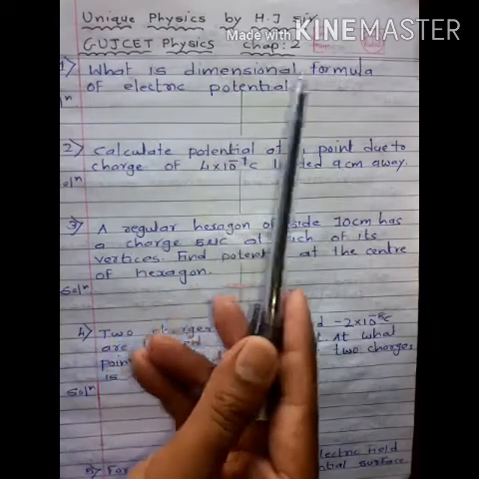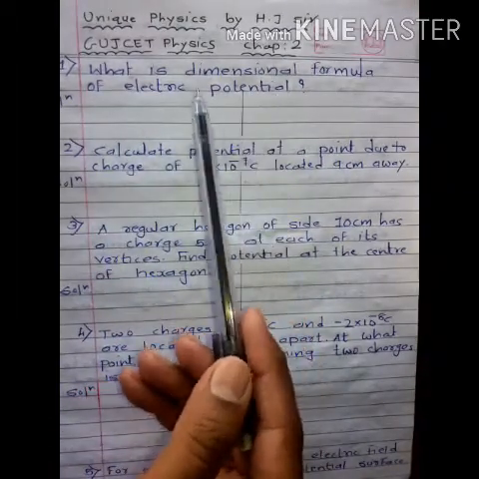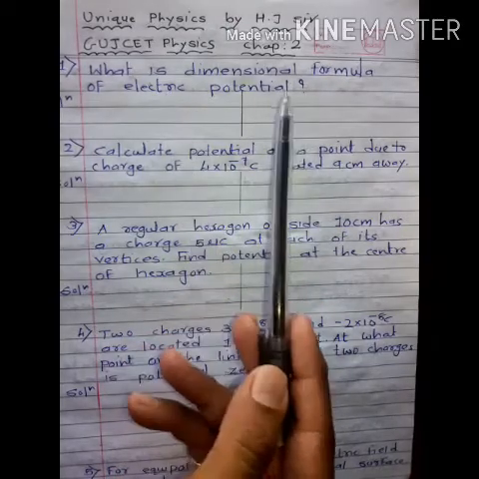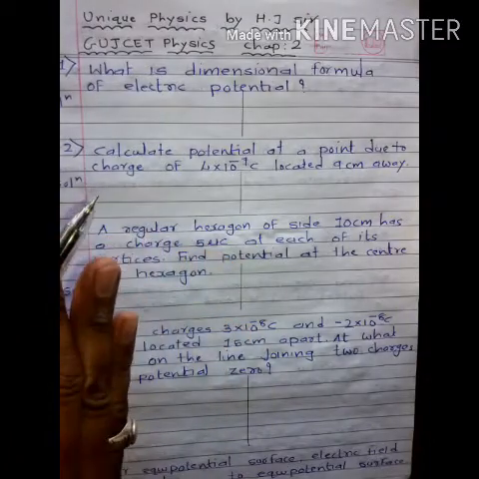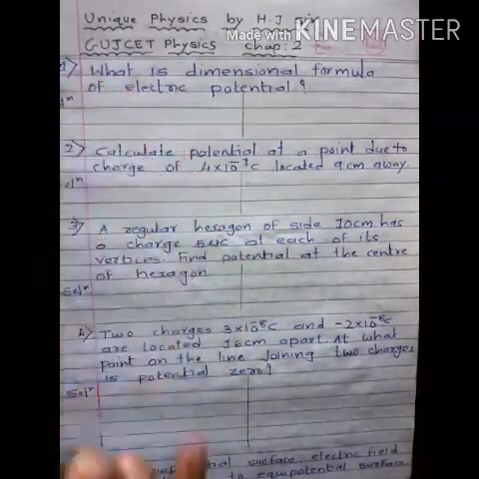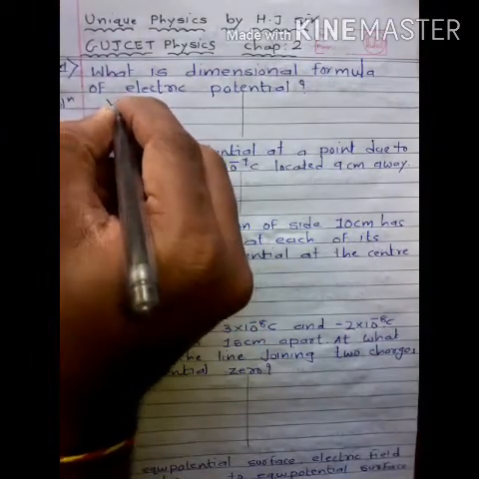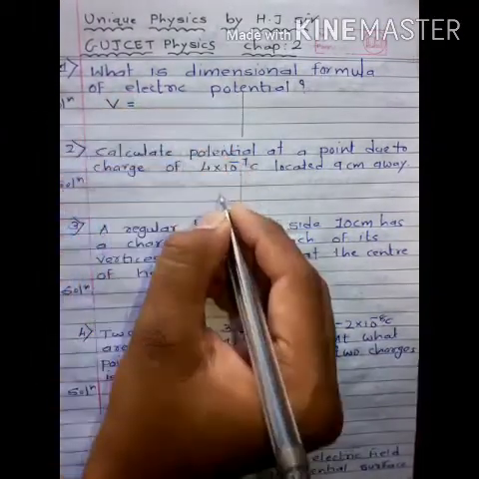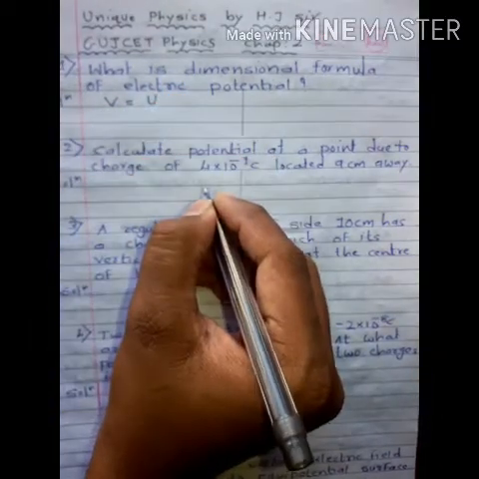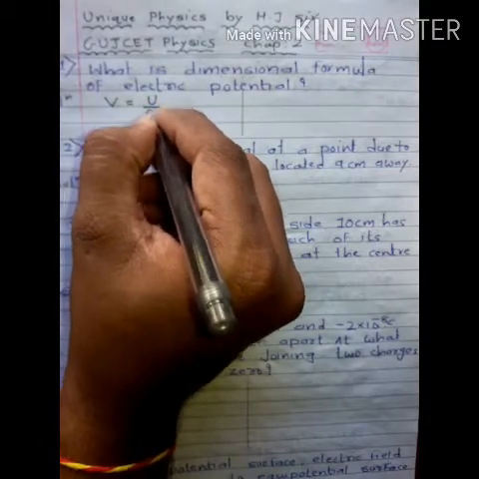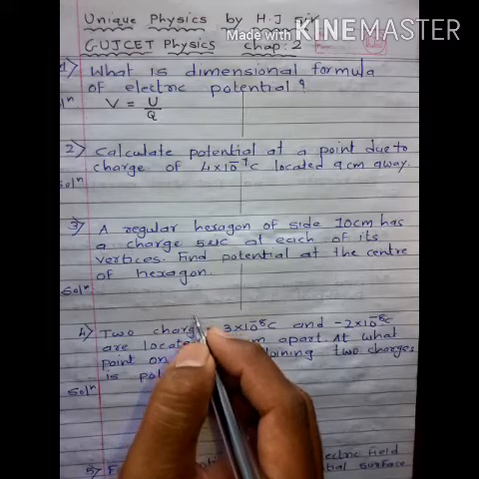What is the dimensional formula of electric potential, or what is the dimensional formula of electrostatic potential? Clear? So here we want the dimensional formula of electric potential. First of all, remember the equation of electric potential. Electric potential is denoted by V. V is equal to energy per unit charge. Clear? So V is equal to U upon Q.